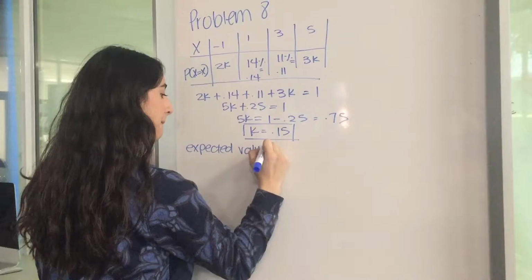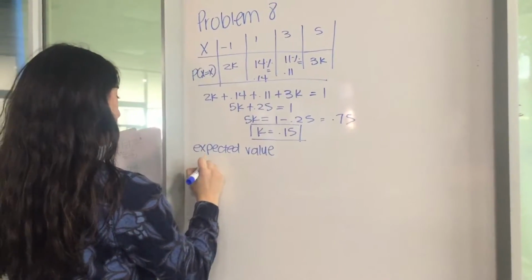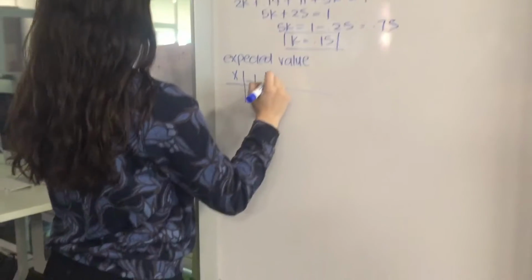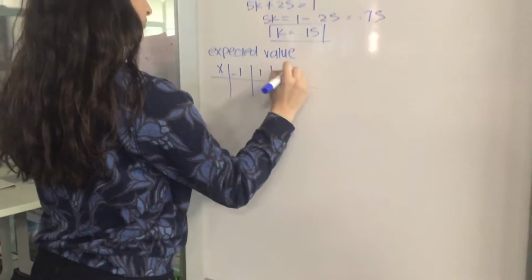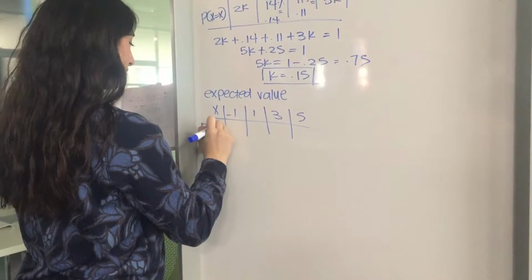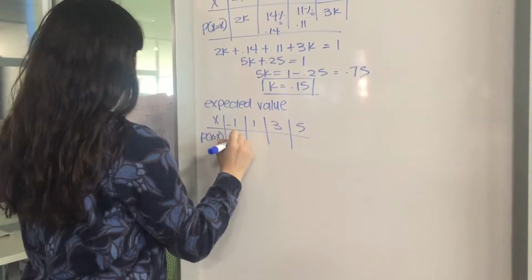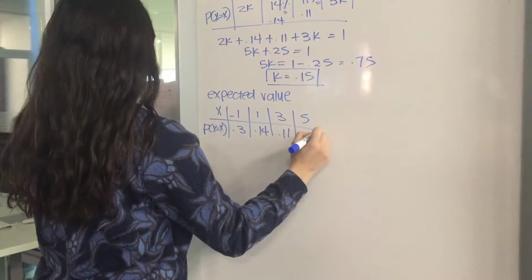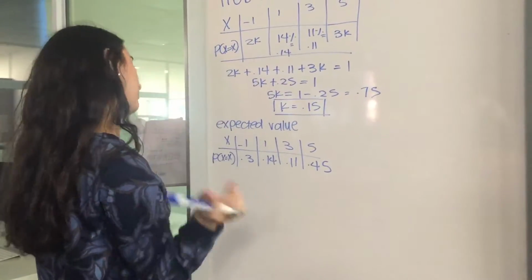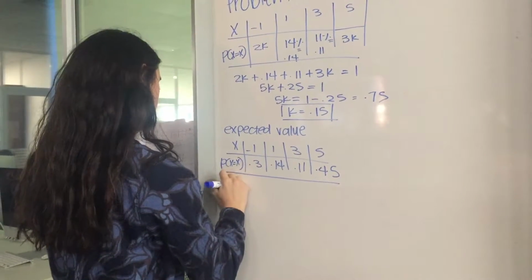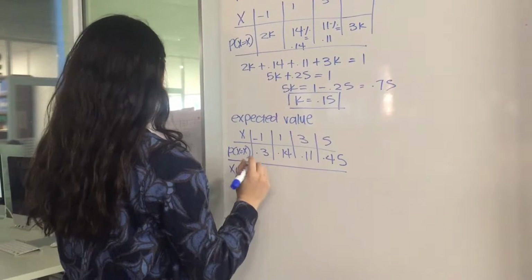Now we're going to find the expected value. To find the expected value, we have to update the table. For the values of x, the numbers stay the same: -1, 1, 3, and 5. For the values of p, we replace k with 0.15 and then multiply. So 2 times 0.15 is 0.3, and 3 times 0.15 is 0.45.